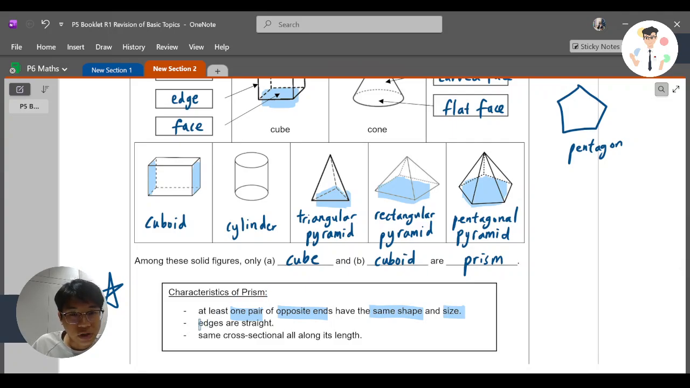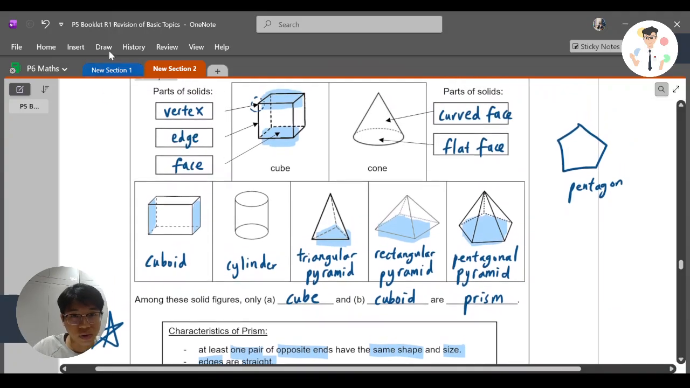Next, edges are straight. Again, edge means what? Edge means all the lines here, right? Must be what? Straight.